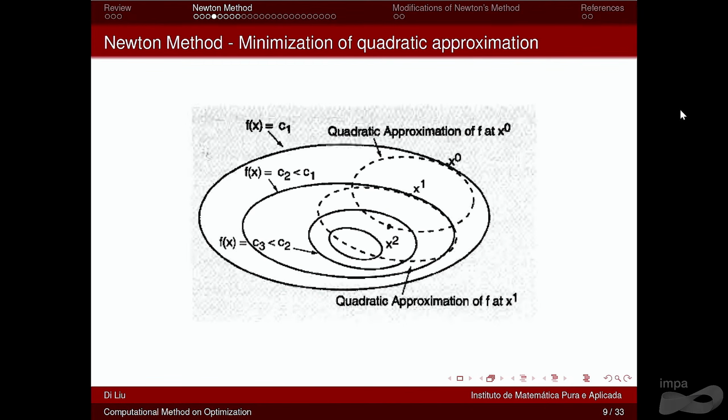But in the Newton method, you have a point xk, and then you do a quadratic approximation, which is an ellipsoid if the Hessian is positive definite, and then you minimize this quadratic approximation and get the next point. So you have a first ellipsoid here, you minimize it, you get x2, and then you have another quadratic approximation, which is also an ellipsoid, then you minimize it and get another point. This is the difference between the Newton method and the gradient descent method.